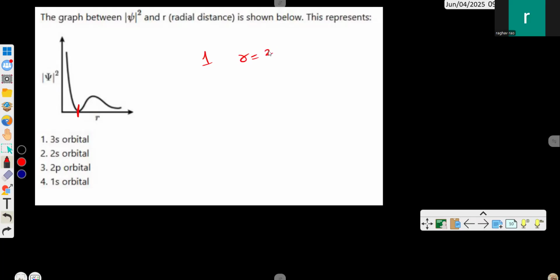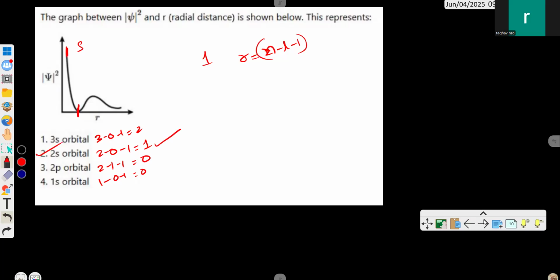Radial node formula is n minus L minus 1. So n minus L minus 1 is my radial node formula. The graph for S orbitals will start from maximum at the nucleus. F graphs will start from the origin. So n minus L minus 1 for this: 3 minus 0 minus 1, which is 2. 2 minus 0 minus 1, which is 1. 2 minus 1 minus 1, this is 0. 1 minus 0 minus 1, this is also 0. So the answer is the second option.